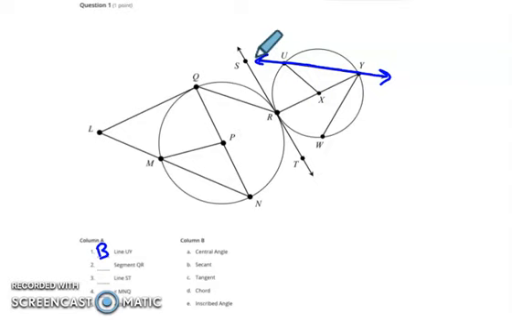Second one says segment QR. Since it says segment, it's talking about just the piece between Q and R. So that's going to be a chord. Chords have endpoints on the circle.